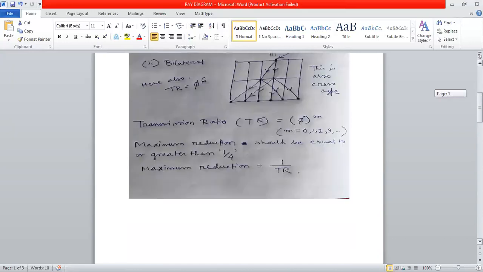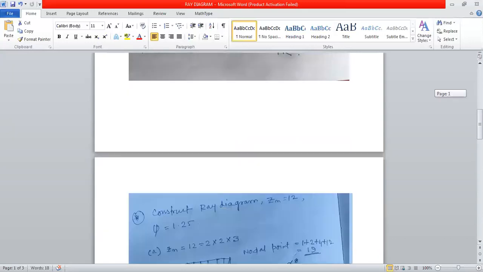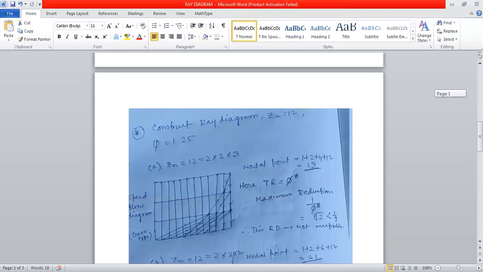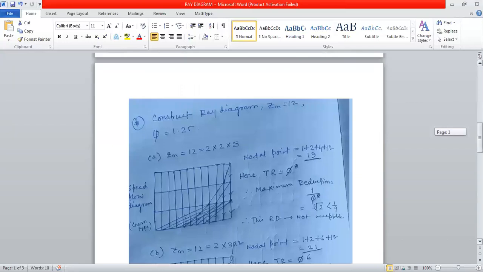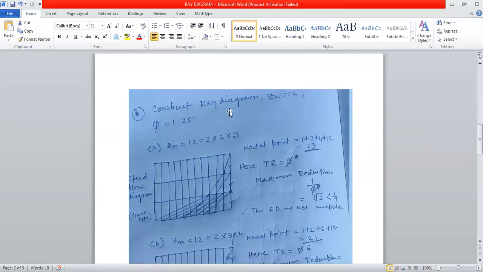So when we construct a problem where Zn equals 12, that means the number of speeds is 12 and the common ratio phi is 1.25. We have already said that we can calculate the common ratio when the speed is given and the diameter of the shaft which you have to machine are given, then you have to calculate the common ratio.